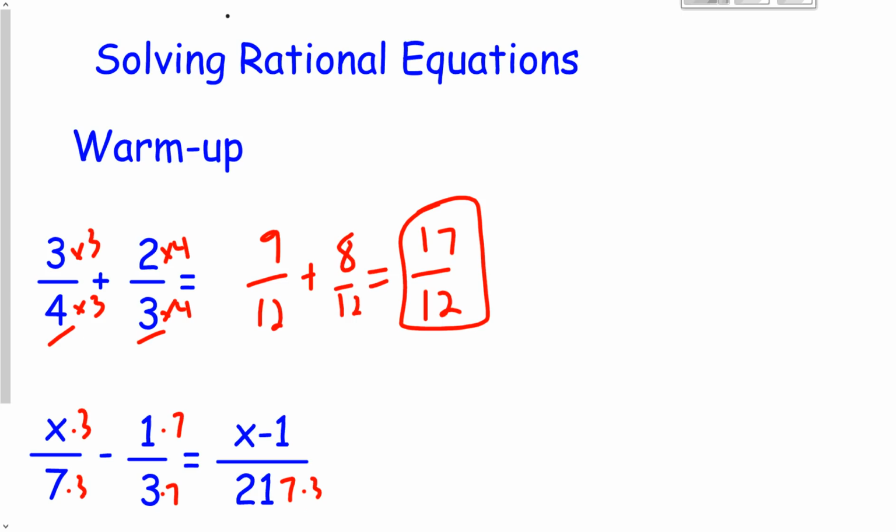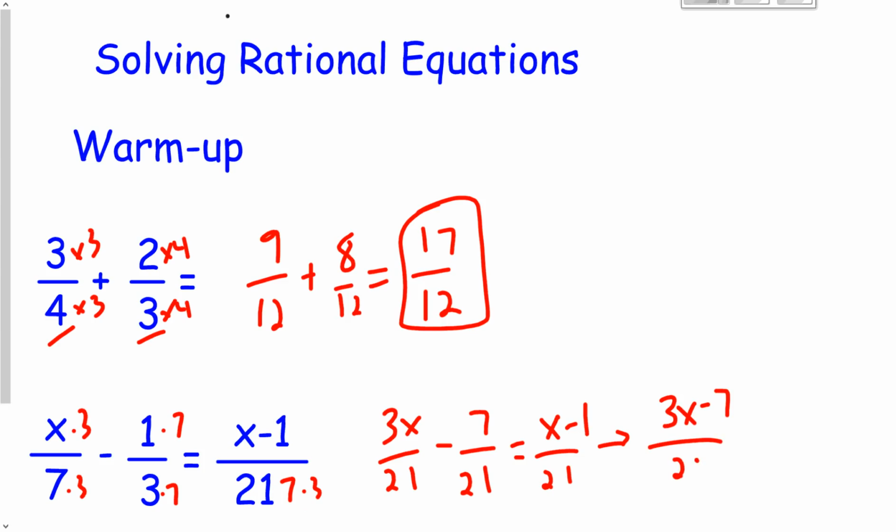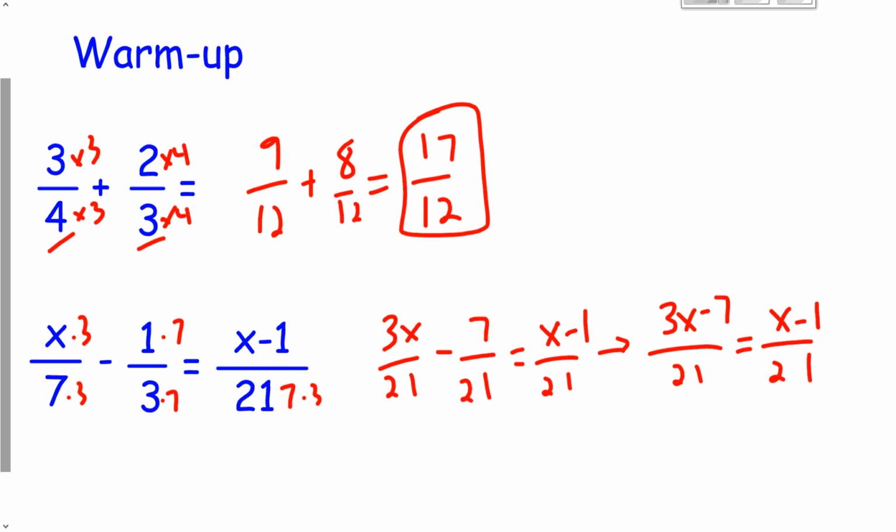So if I rewrite this, I'm going to have 3x over 21 minus 7 over 21 equals x minus 1 over 21. And then since we have a common denominator on the left side, I can combine those two fractions, and this becomes 3x minus 7 over 21 equals x minus 1 over 21. And so now I can solve for x. I have something over 21 equals something over 21. And so then I can just worry about those numerators and solve for x with the numerators.